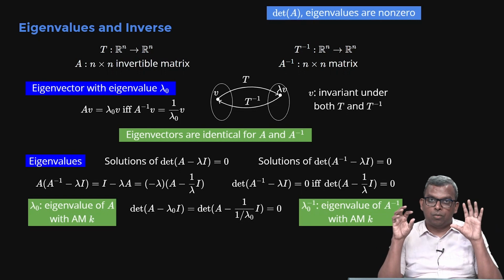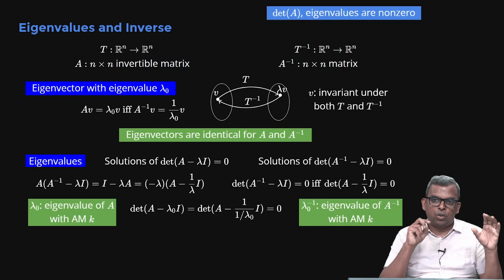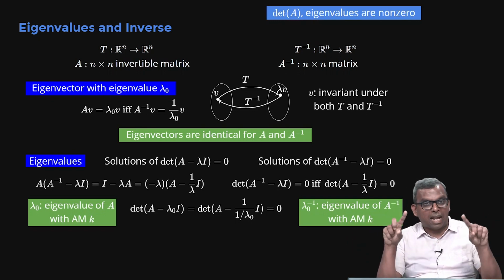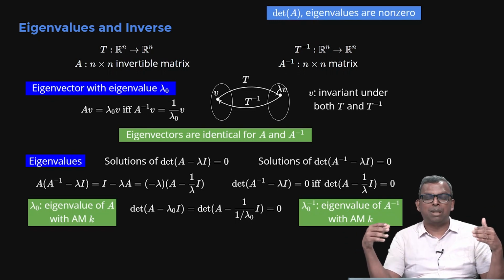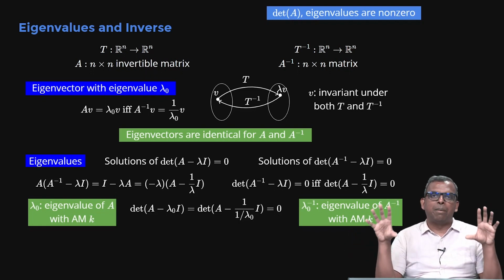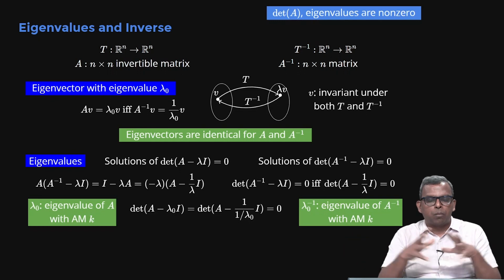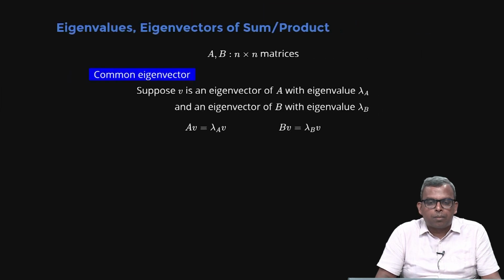So when you have invertible matrices A and A inverse, the eigenvalues go reciprocal. A lambda as the eigenvalue here will become 1 by lambda here, but the algebraic multiplicity and geometric multiplicity remain exactly the same for lambda naught and 1 by lambda naught. So this is about inverse. So we've seen transpose, we've seen inverse.